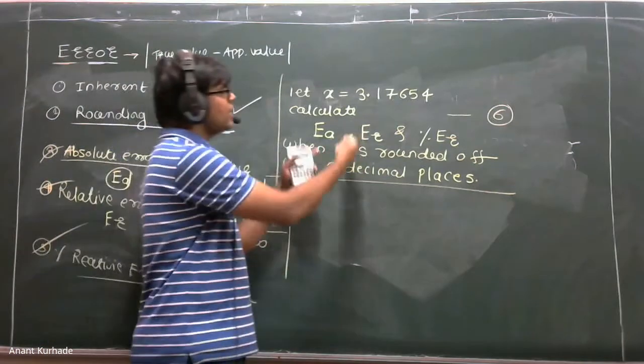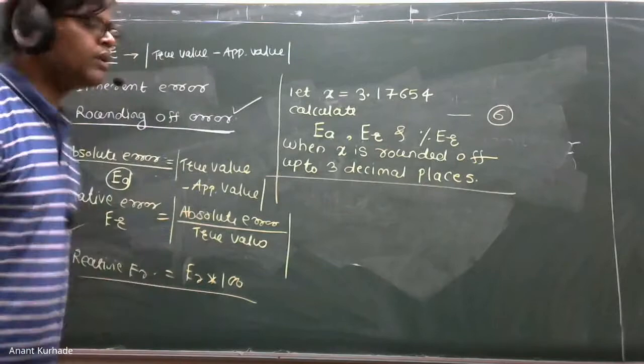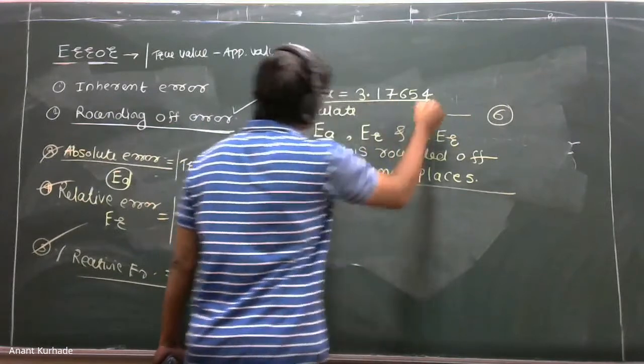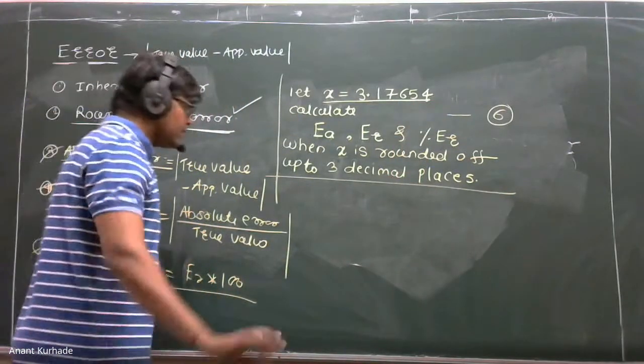So in this case, what will be the true value? Just tell me, what is the true value in this problem statement? 3.17654. So this given x is the true value.